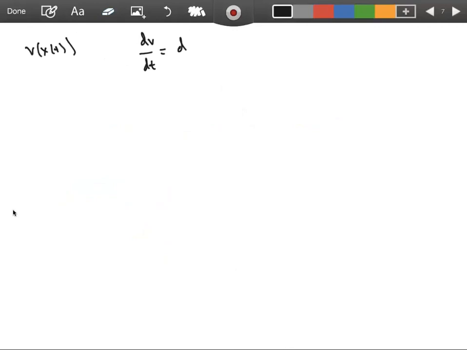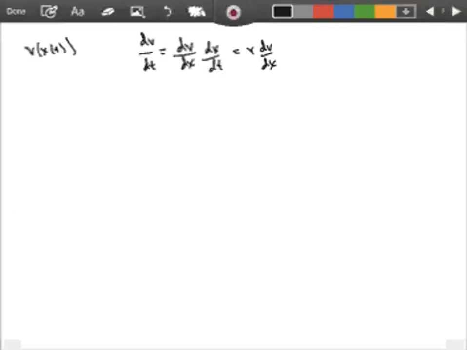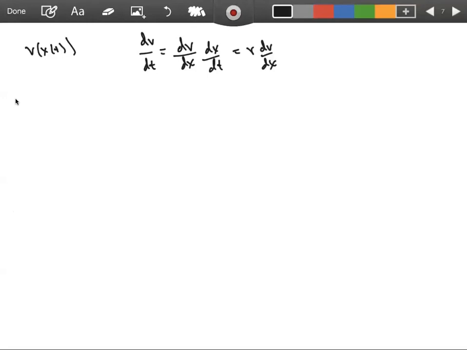So we rewrote this as dv/dx times dx/dt, but dx/dt is the same thing as the velocity. So it's going to be v times dv/dx. So let's plug all that in. From here, we can rewrite our differential equation as m dv/dt, which is the same thing as m v dv/dx, equal to minus b1 v.